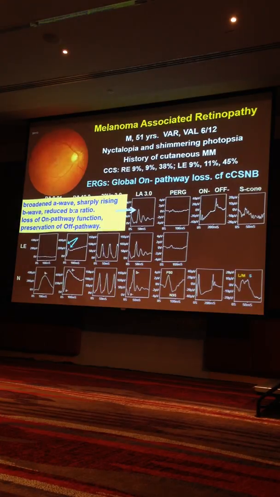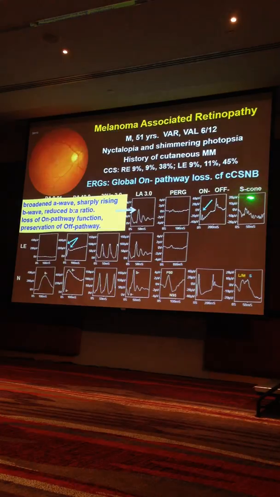There's a characteristic shape in the single flash photopic ERG, with the A wave being broadened, the B wave sharply rising, reduced B to A ratio. And this is diagnostic of loss of the on pathway, preservation of the off pathway within the cone system. And this is complete loss of on pathway.